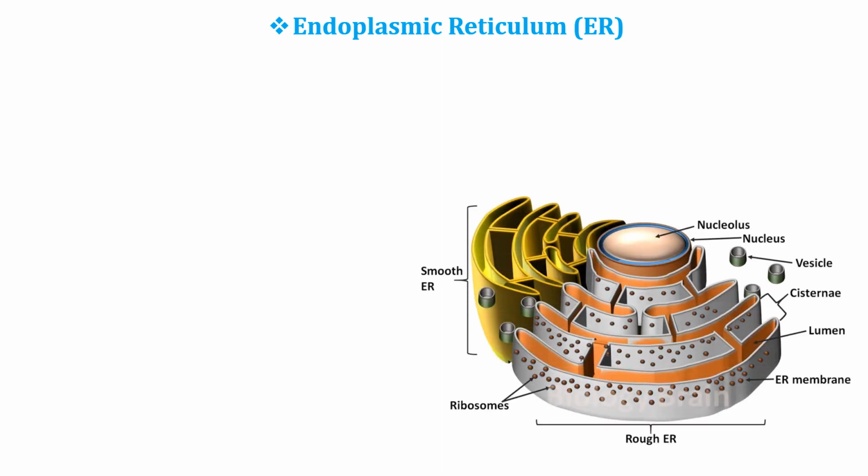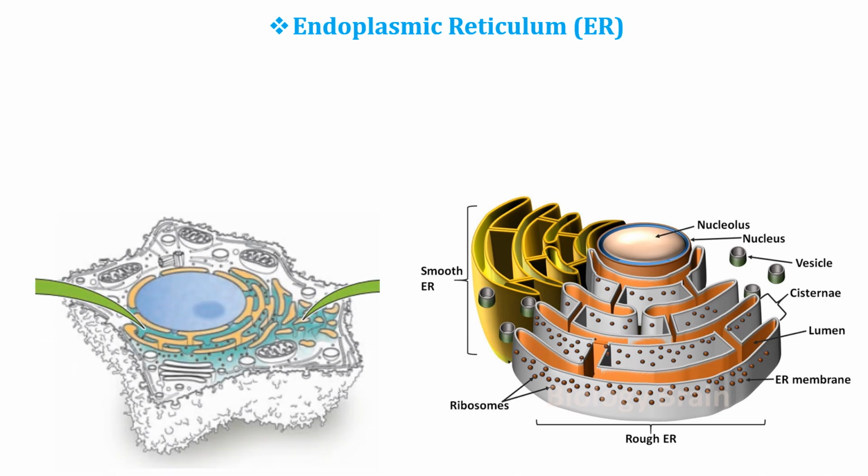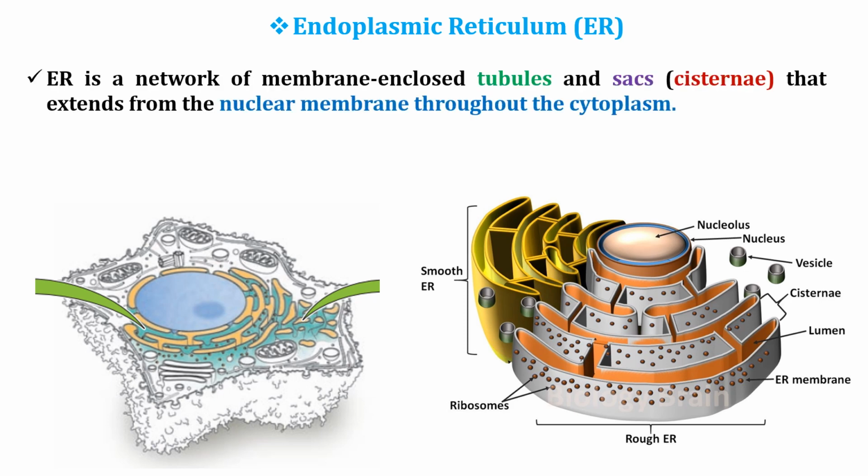About one third of cellular proteins are processed in the endoplasmic reticulum. First we understand the endoplasmic reticulum structure. The endoplasmic reticulum is a network of membrane-enclosed tubules and sacs called cisternae that extend from the nuclear membrane throughout the cytoplasm. Suppose this is the nucleus; this is the nuclear membrane, and they extend throughout the cytoplasm up to here.